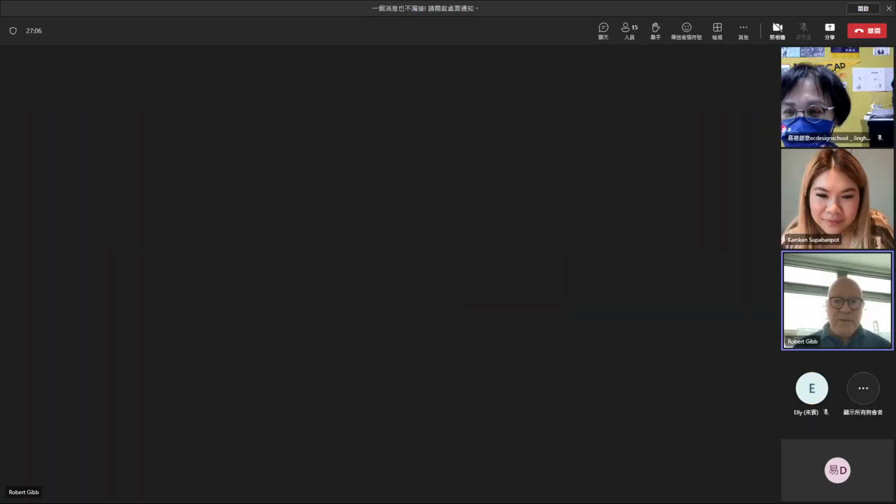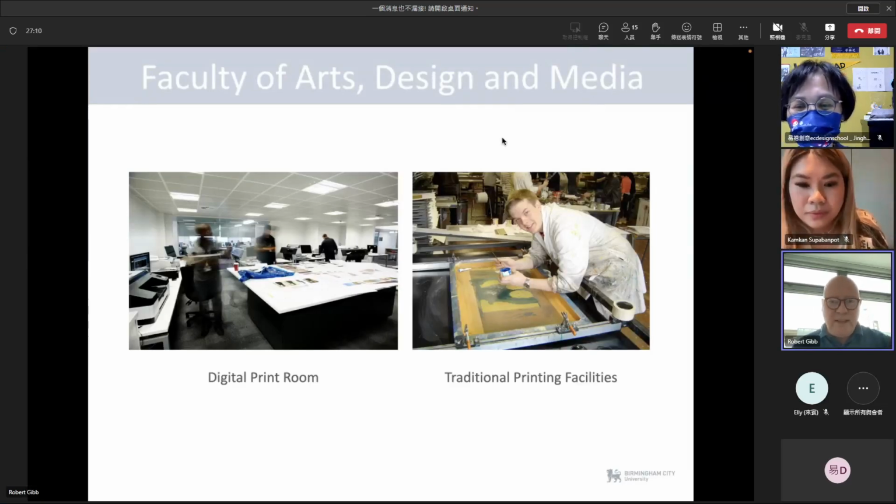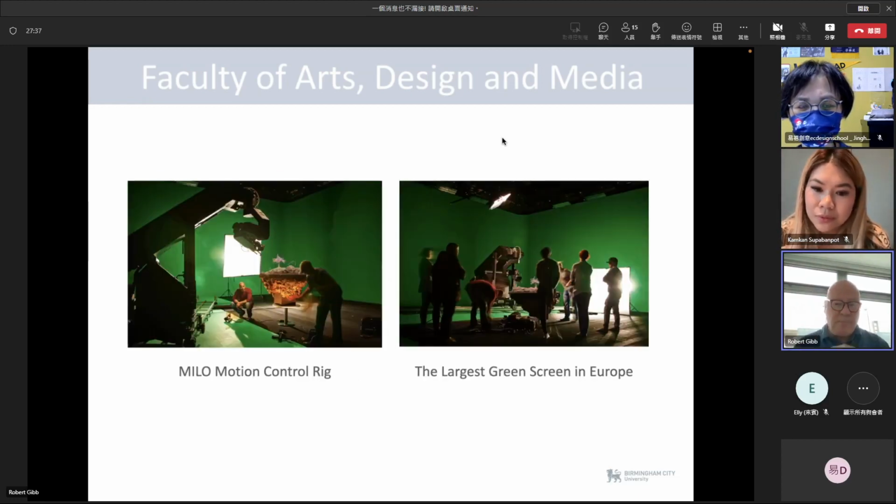So some of our facilities look like this. We've got a set of amazing digital print studios and print rooms that we've had for quite some time. We've also got traditional print facilities for lithograph, screen printing, photo printing. We've also got wet processes and photographic studios. These are used by all students from different areas. So if you're, for example, an architect, you need to photograph your models, or your product designer, you need to photograph your models. You take them to these spaces, you work with people.